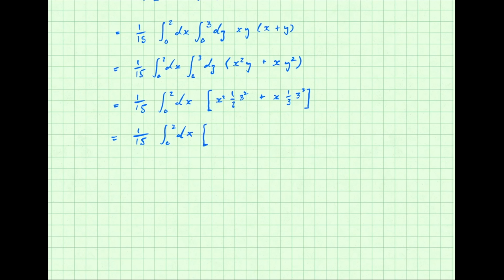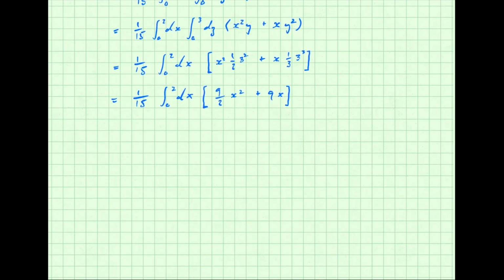All right, so that's 9/2 x squared. And then one of those threes cancels and we just get 9x. All right, and now we can just do the x integral. The 1/15 is still sitting out here. And the integral of x squared is 1/3 x cubed, and it goes from 0 to 2.